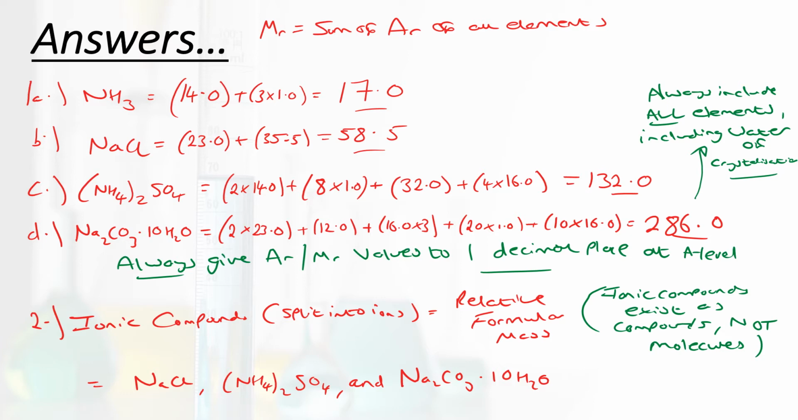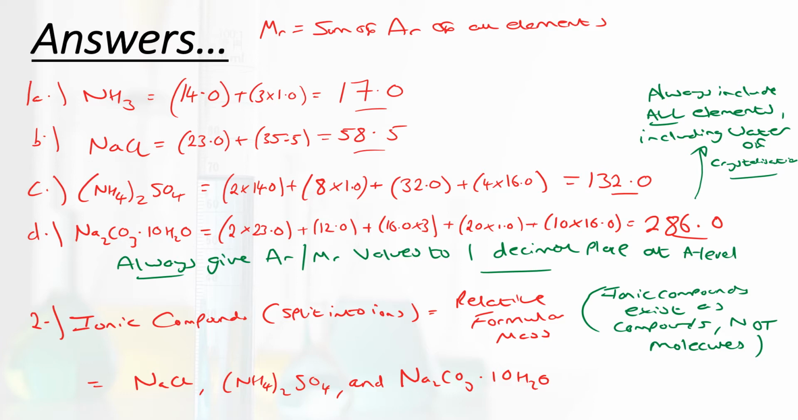B is sodium chloride, NaCl, so we simply have the atomic mass of sodium, 23.0, the atomic mass of chlorine, 35.5, and this gives 58.5 as our Mr.